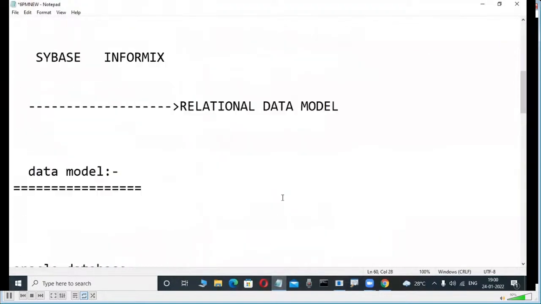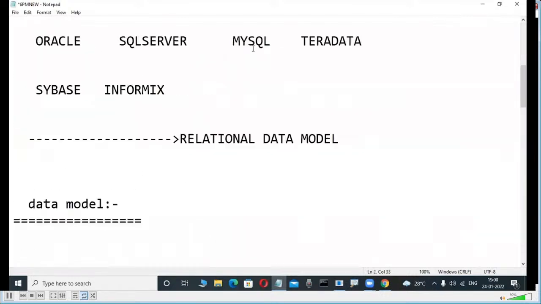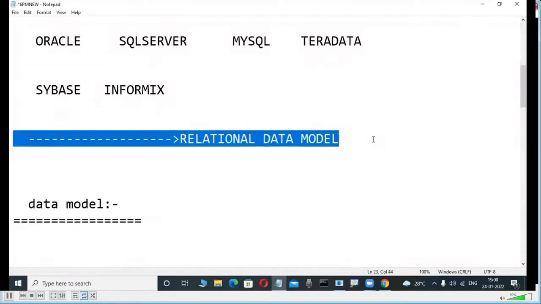That's why my intention is nothing. I'm not telling anything in today's demos. Oracle is a database product, but it is implemented based on the relational data model, a concept that has existed from the 1970s onwards. Nowadays Oracle, SQL Server, and DB2 are all relational data model products.